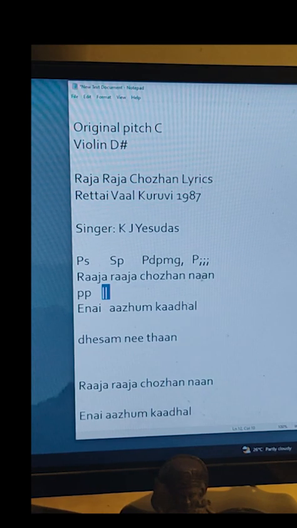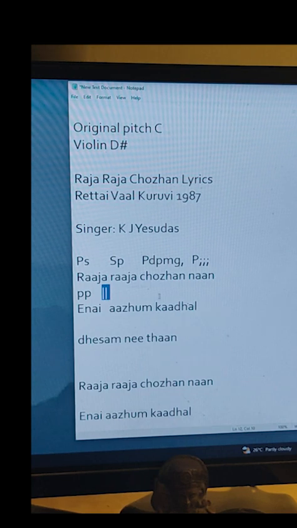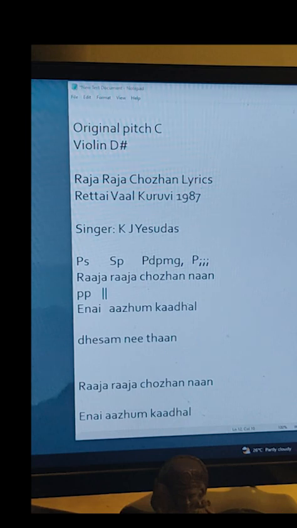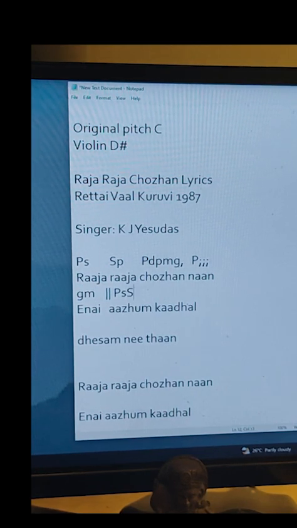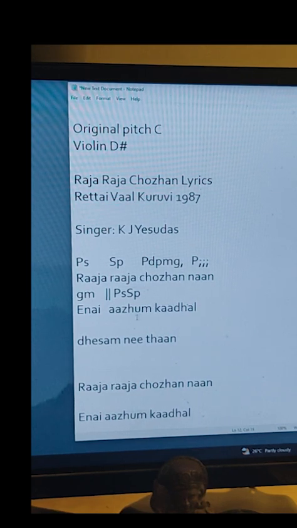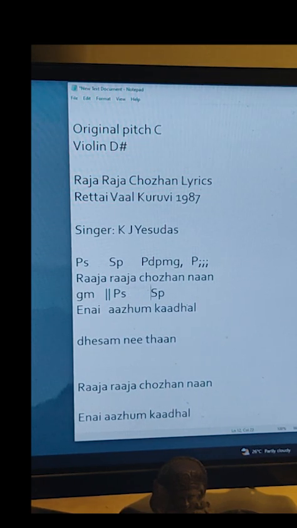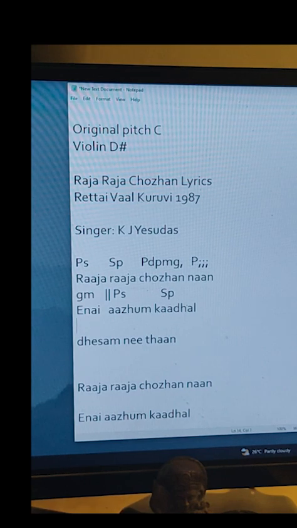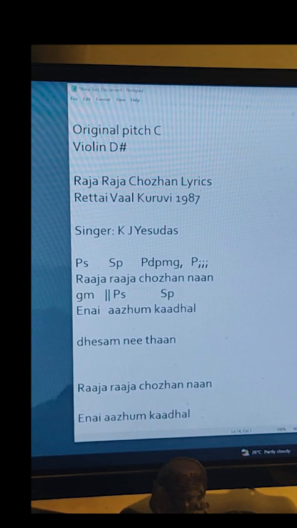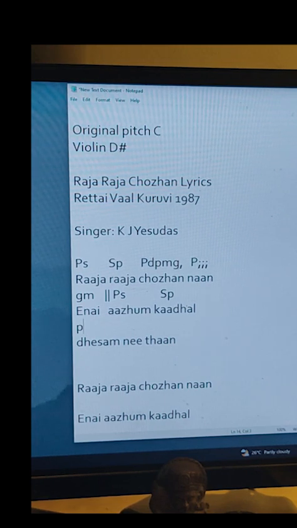Raja Raja. Yenayadum Kadal Desam Neera. Okay. Yenay. It's not Papa, sorry. Gama pa sa sa pa sa sa pa kad Yenayadum Kadal Gama pa sa sa pa desam pada pamaga.